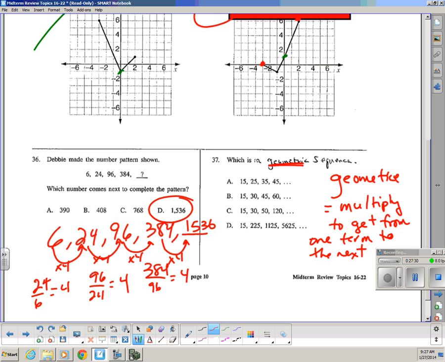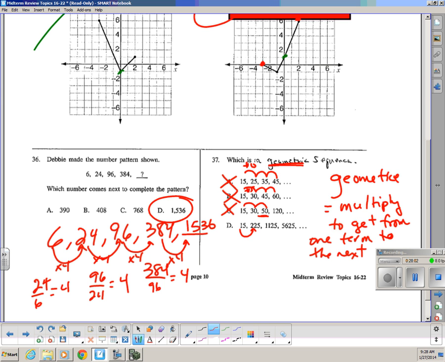And so now we need to look. 15, 25, 35, 45. If you see, we're not multiplying, we're just adding 10 each time. That's an arithmetic sequence. Same thing with B. 15 times 2 is 30, but 30 times 2 isn't 45. So we're actually adding 15 each time, not geometric. 15 times 2 is 30, but 30 times 2 is not 50. This would work if the 50 was a 60, then it would be geometric. So I'm down to D.